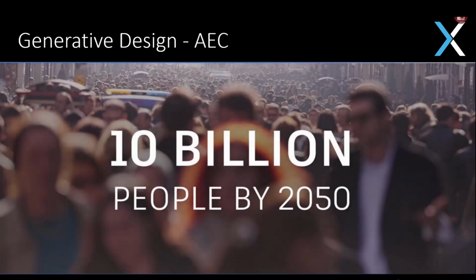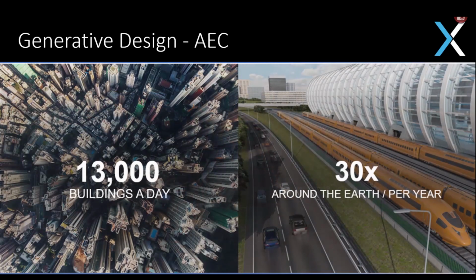So if we have a look at the looming problem we've got, by 2050, we're going to have 10 billion people on planet Earth. That's going to require us to construct and design 13,000 new buildings every single day. We're going to need enough linear infrastructure to wrap around the world 30 times per year. What this equates to is we're going to need to design and construct this infrastructure much smarter. We're going to need to make much better use of resources, not just our natural resources on planet Earth, but also our resources as human beings.